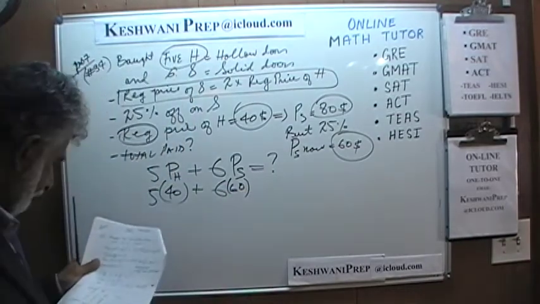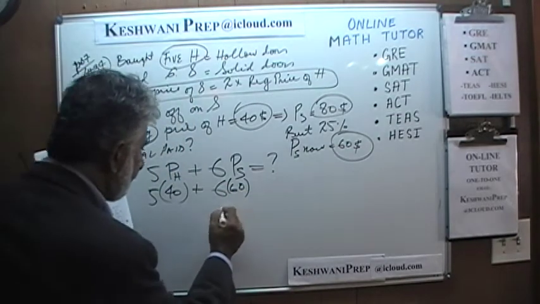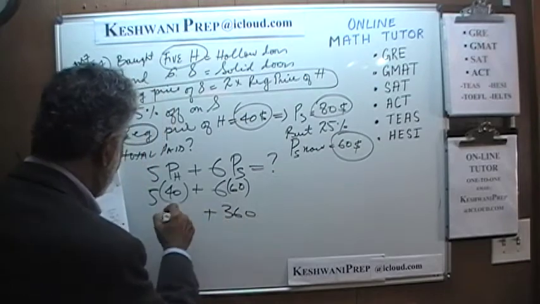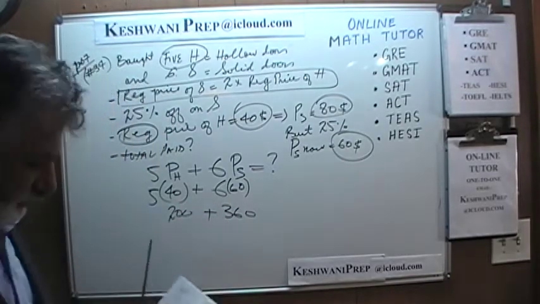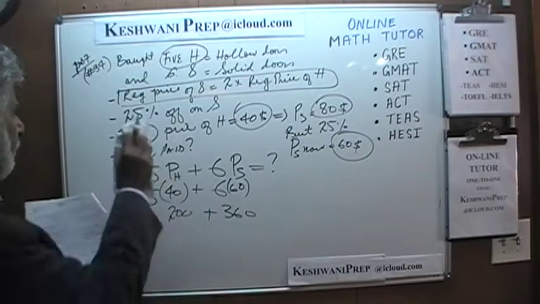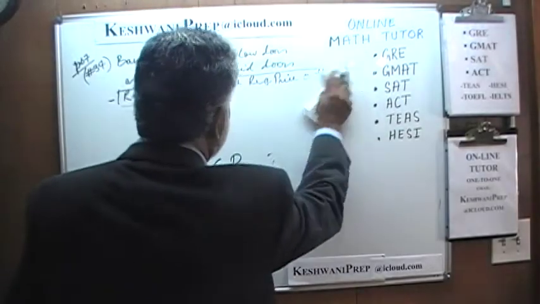And that's all there is. 6 times 60 is 360, and 5 times 40 would be 200. It's $560.